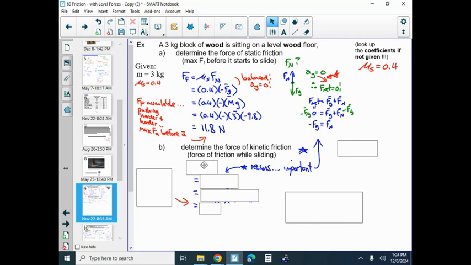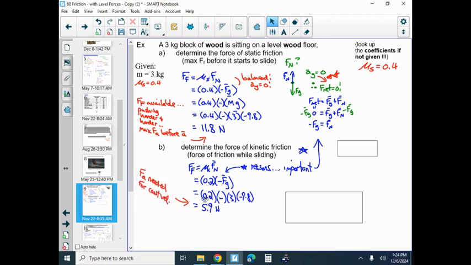So determine the force of kinetic friction. Well, same kind of stuff, just the smaller number, right? We certainly could have just taken this value for the gravity again, plugged it in, and multiplied by 0.2, and that gives you 5.9.